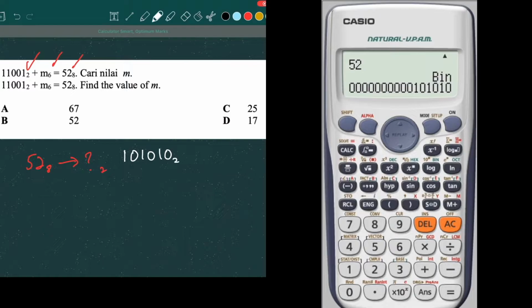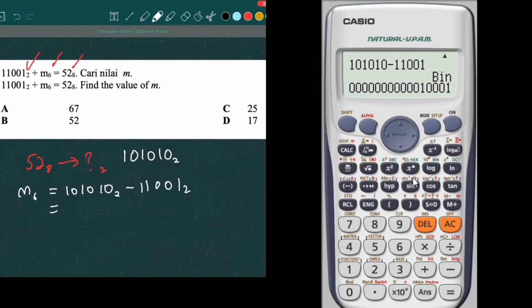Okay, so kat sini what happened to the question? Kita nak cari M6. M6 ni 101010 base 2 ni kita akan minus lah dengan 11001 base 2. Okay, so let's use our calculator. What's the answer? Kita masukkan 101010 minus 11001. Okay, tekan equal sign, kita dapat 1001.